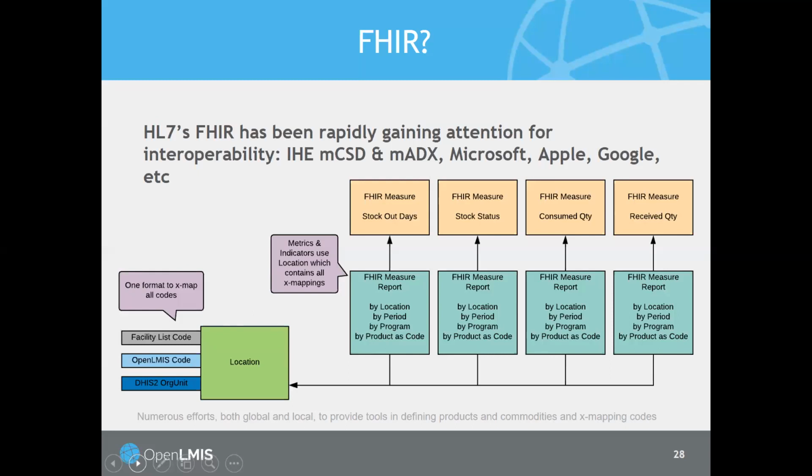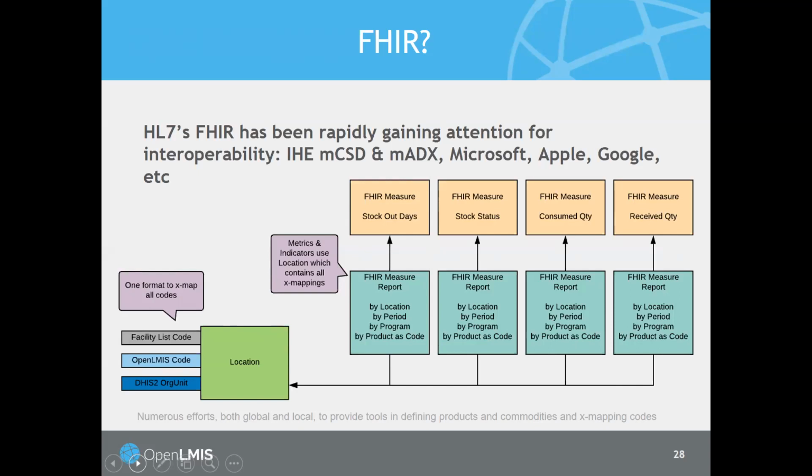When we're thinking about moving data from OpenLMIS across different domains to DHIS2, this can really help us. If we look at this little chart, we have these fire measure reports, and these contain the meat of the information that we want to get over to DHIS2, things like stock out days, stock status, consumed quantity, and received quantity. The boxes around the measure reports, the green ones and the orange ones, are the addresses we would put on that analogy of an envelope that we want to send to the right location.